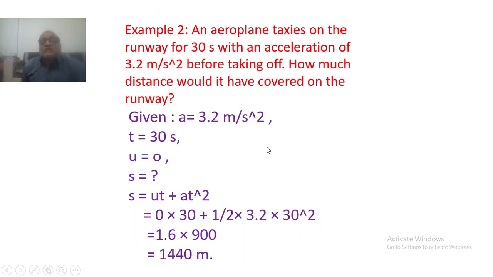Now there is a second example. An aeroplane taxis on the runway for 30 seconds with an acceleration of 3.2 meter per second square before taking off.